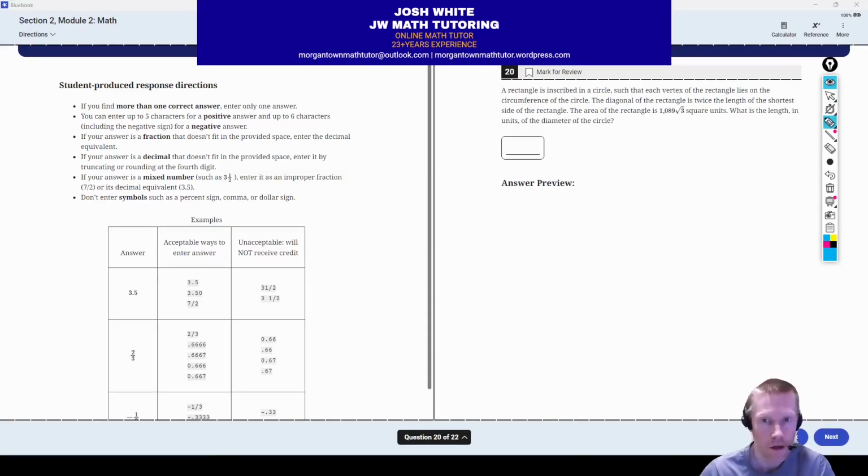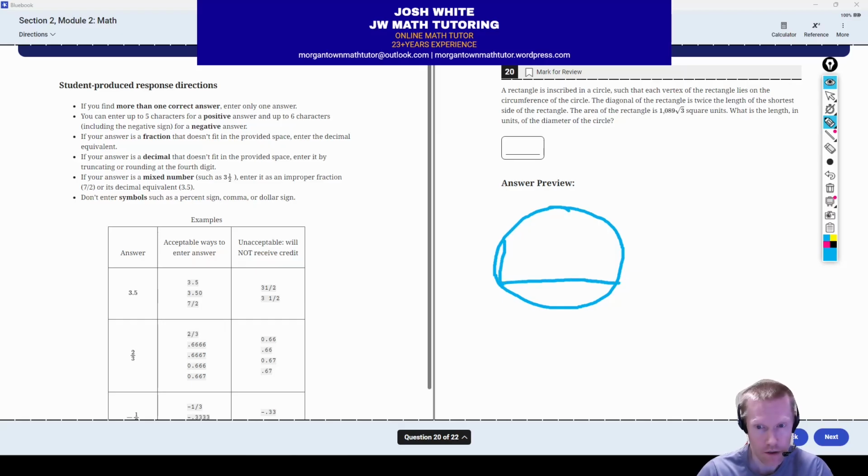For the next question, number 20, we have a student-produced response where we have a circle, and inside that circle we have a rectangle, and we are given the area of the rectangle. We're also told some information about it, which is that the diagonal is twice the length of the shortest side. So I'm just going to mark this side as x and make this diagonal 2x.